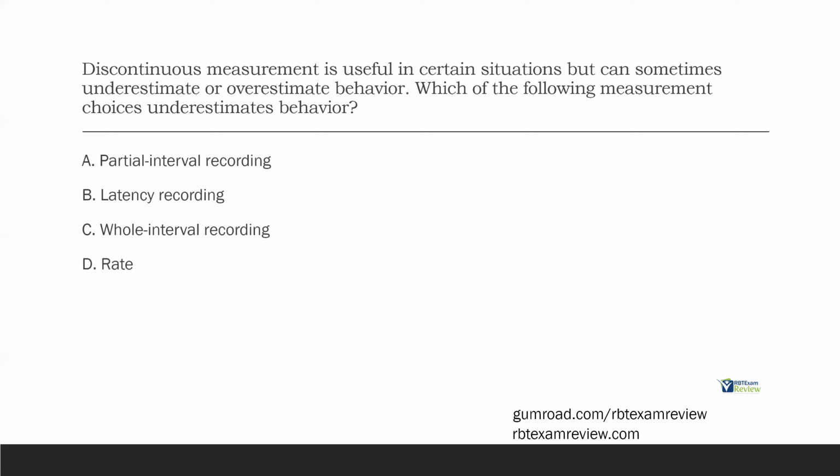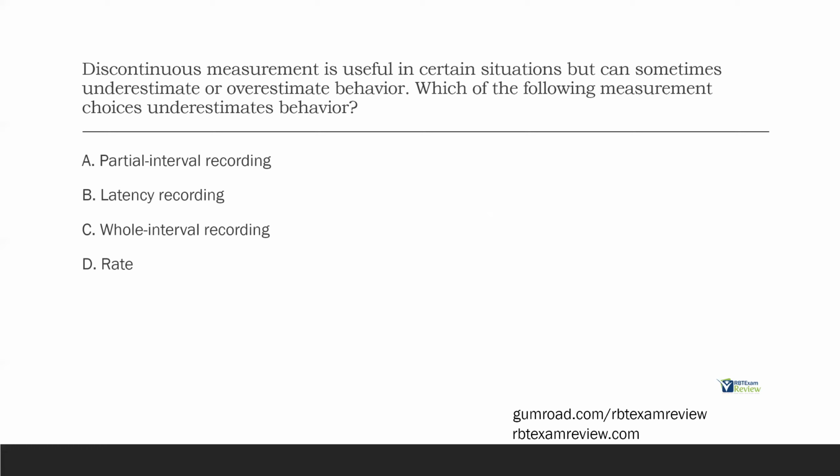Latency is continuous measurement. Rate is continuous measurement. Neither of those should underestimate or overestimate. Those should give us clear pictures of the data, because we're continuously recording using those two. They're not discontinuous measurement procedures. So that leaves us with A and C, which are our discontinuous measurement. So we need to identify whether partial interval recording underestimates behavior or whole interval recording underestimates behavior.